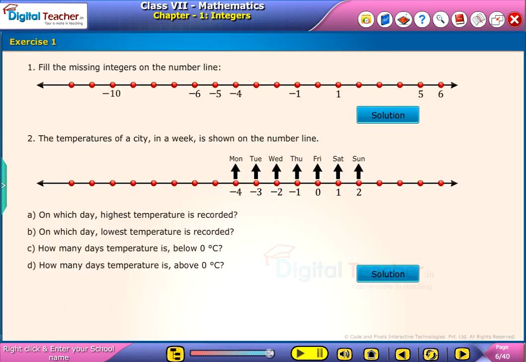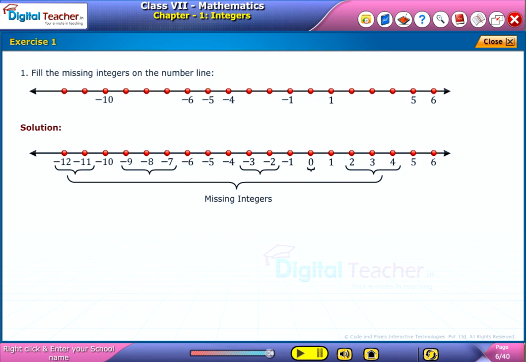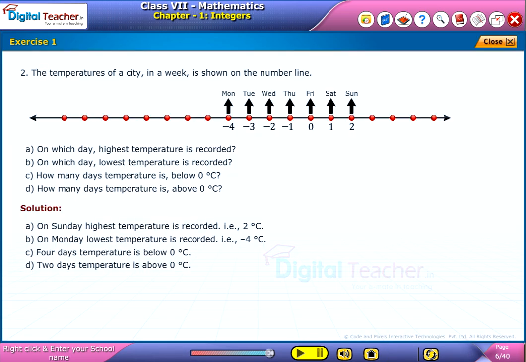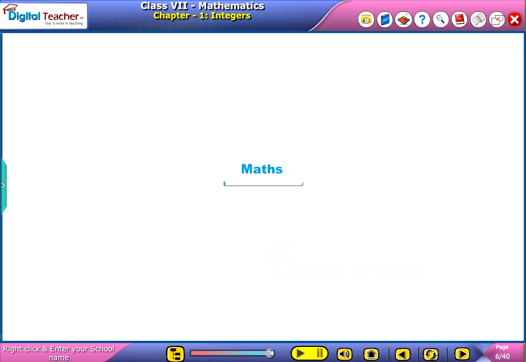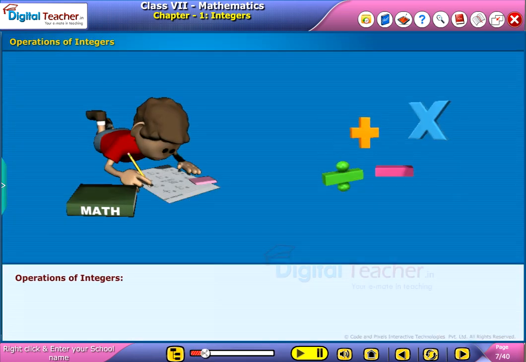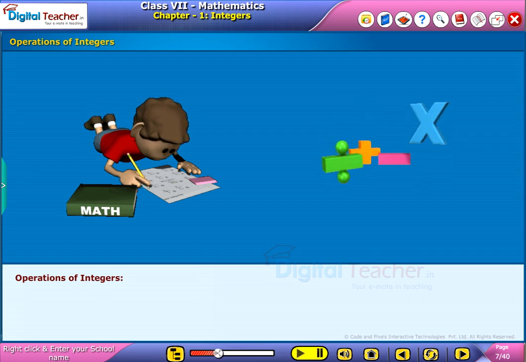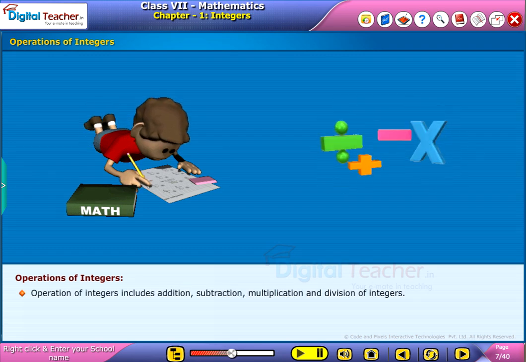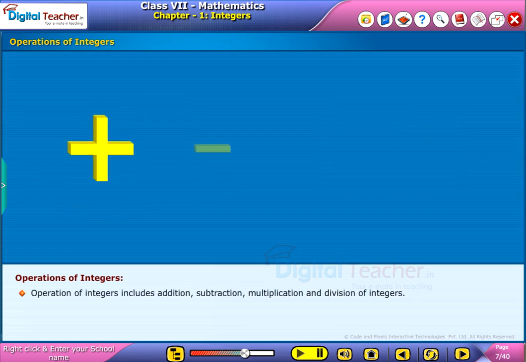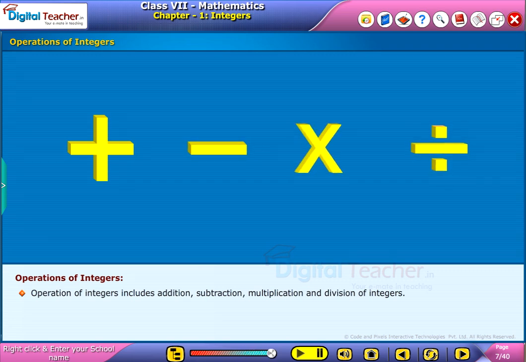Let us solve a few exercise problems. Click the tab to view solution. Let us learn about the operation of integers. Operation of integers includes addition, subtraction, multiplication, and division of integers.